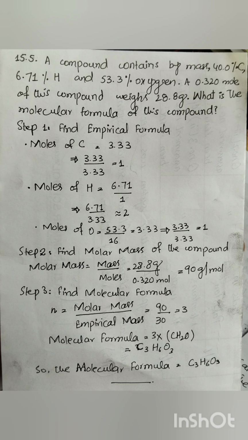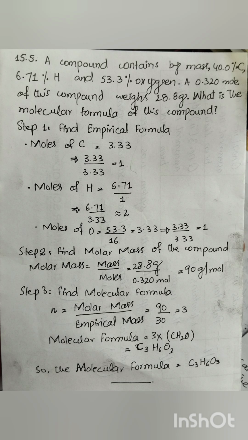Numerical number 5. A compound contains by mass 40% carbon, 6.71% hydrogen and 53.3% oxygen. A 0.320 mole of this compound weighs 28.8 gram. What is the molecular formula of this compound? So in the first step, we will find the empirical formula.